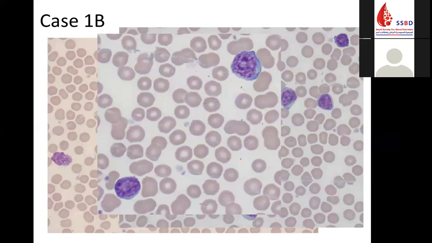So count your prolymphocytes in the case of CLL, and also make sure that the patient doesn't have an autoimmune hemolytic anemia. Look at the red blood cells for the presence of spherocytes, because it's well known that a patient with CLL may have an autoimmune hemolytic anemia.